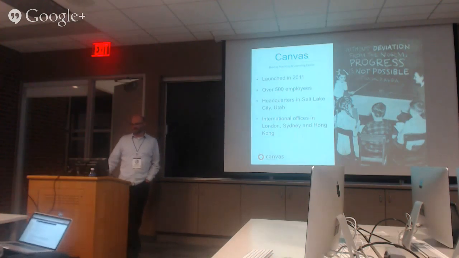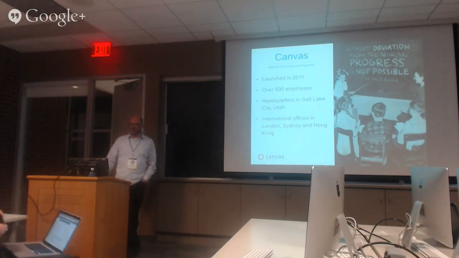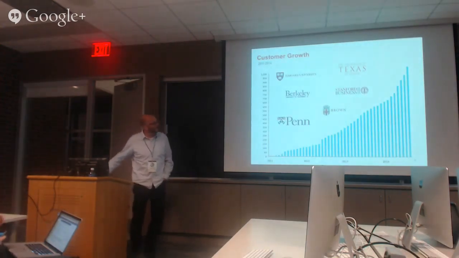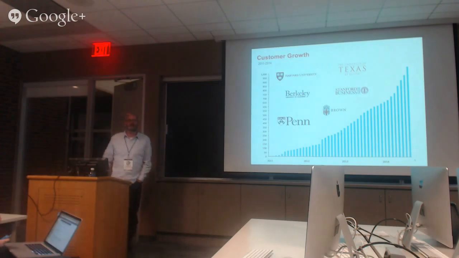We're based in Salt Lake City. We have over 500 employees now. We have international offices in London, Sydney, and Hong Kong. This is the growth, the classic hockey stick. We have nine out of ten of the Ivy League. We have many of the Big Ten. We're actually over 1,300 customers now, with over 18 million people using Canvas.